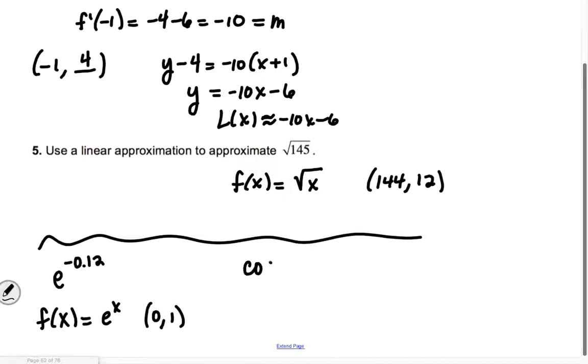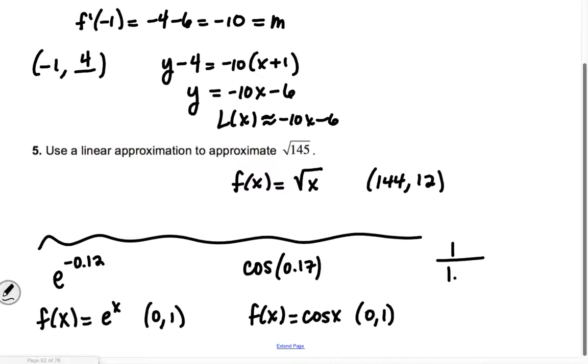What if I have cosine of 0.17? What's my function? Cosine x. What's the point? Cosine 0, which is 1. 0, 1. Exactly. What if I have 1 over 1.18? My function is 1 over x. My point is 1, 1. Exactly. Did you guys get it?